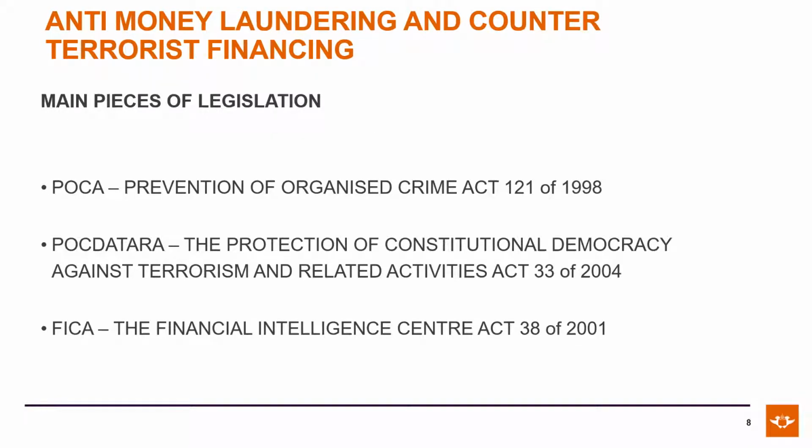Then here we have the main pieces of legislation for anti-money laundering. First act is the POCA Act, Prevention of Organised Crime Act 121 of 1998. Then you have the POCDATARA Act, the Protection of Constitutional Democracy Against Terrorist and Related Activities Act number 33 of 2004. And lastly you have your FICA Act, the Financial Intelligence Centre Act 38 of 2001.